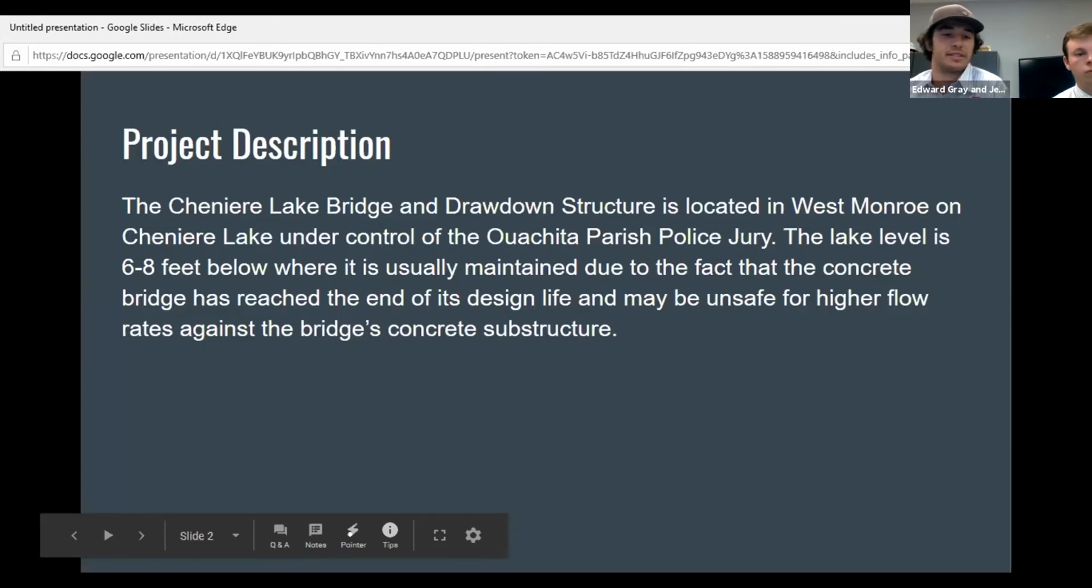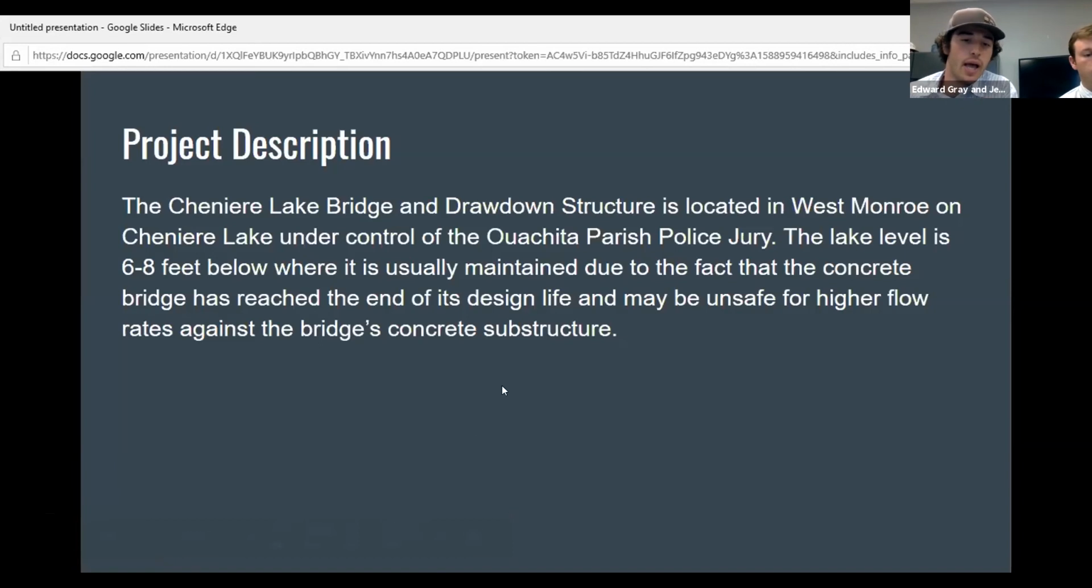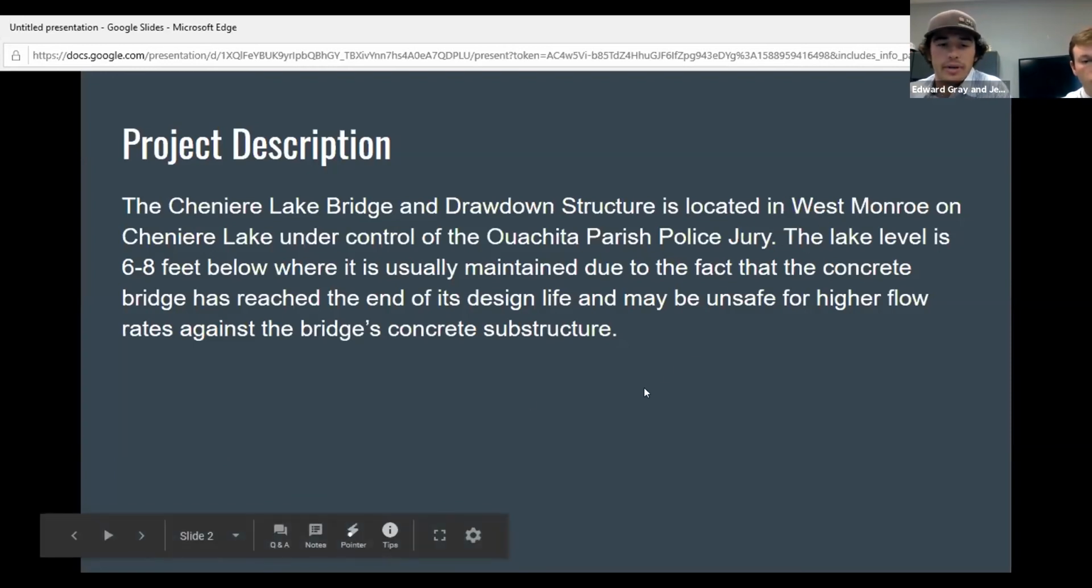So just a little bit about this project. There's currently a bridge and spillway structure located in West Monroe on the Shinny Lake. It's on LA 3033. And the Ouachita Parish Police Jury currently controls the lake level there. And they're keeping it at 6 to 8 foot below where it's usually maintained due to the fact that this bridge and spillway structure is at the end of its design life and it may be unsafe for higher flow rates. So they're currently keeping the lake lower than normal.